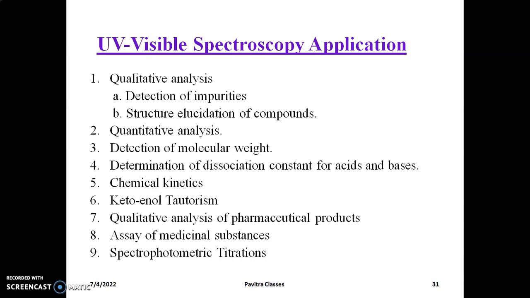Assay of medicinal plants, particularly the extracted material and chemical constituents, can be done even when they are in minute quantity. Qualitative and quantitative analysis of medicinal plant chemical constituents is also done with UV and visible spectroscopy. Some titrations, spectrophotometric titrations, can be done with UV visible spectrophotometers.